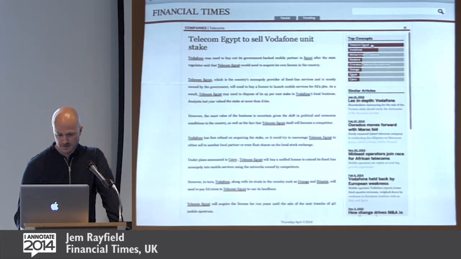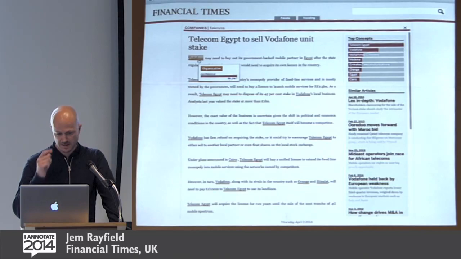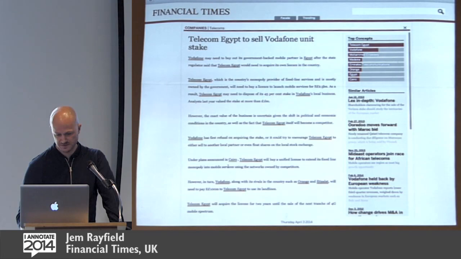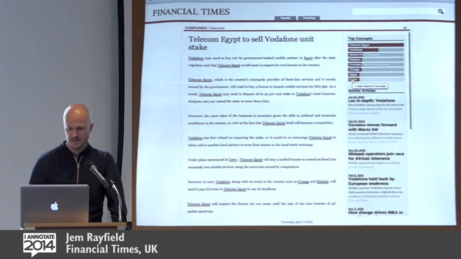You can see that we're annotating this article with particular things that it's found. So it's found an organization, company, Vodafone. It's found locations, Cairo, for example. These are the top things it's found in its extraction engine. And it's also annotated those with slightly more information.